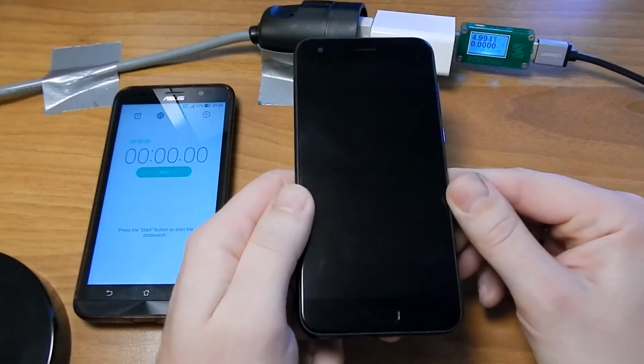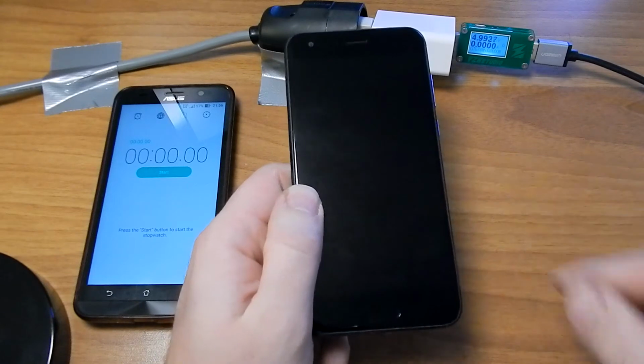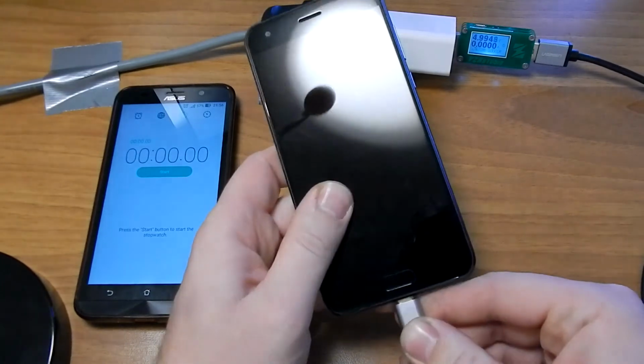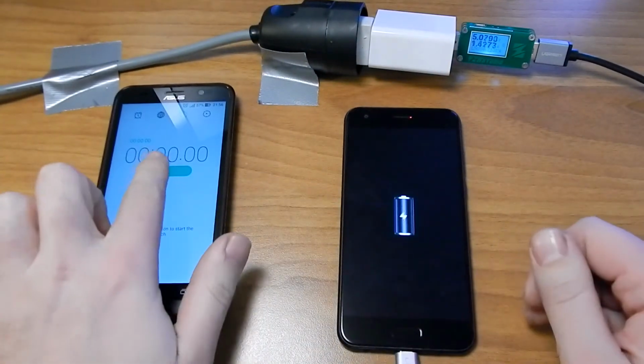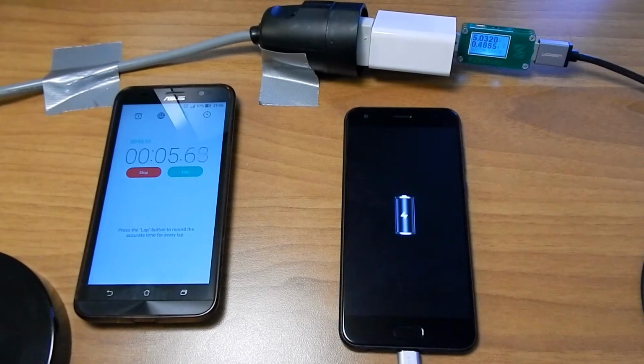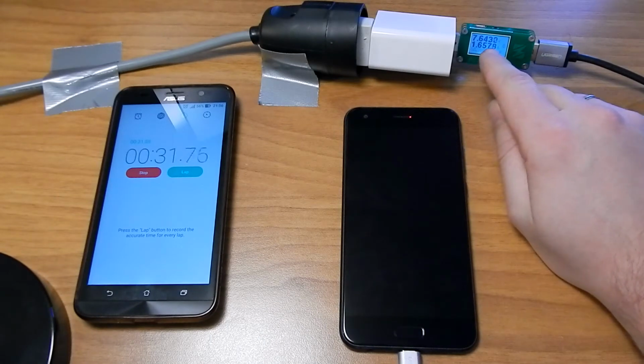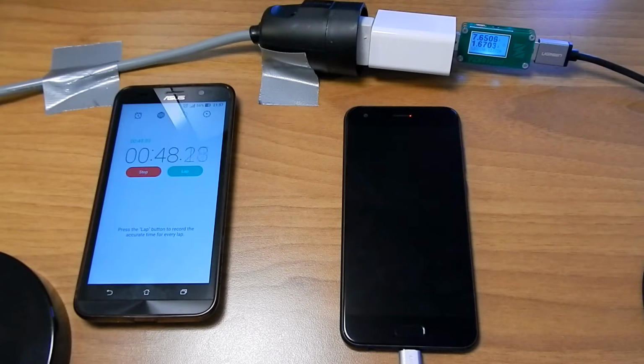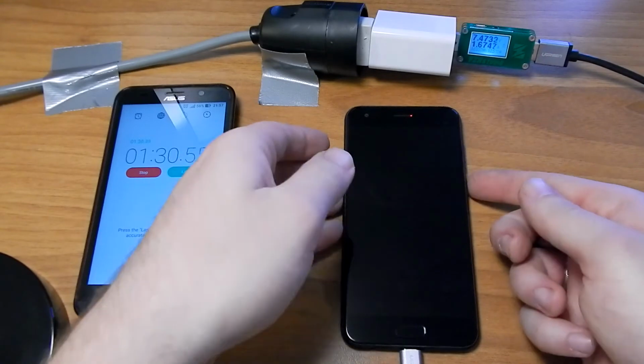The phone is completely empty. I will now connect the USB-C cable and start the watch. It's now charging at 7.6 volts and 1.6 amps. That's about 12-13 watts. Let's try to power it on.